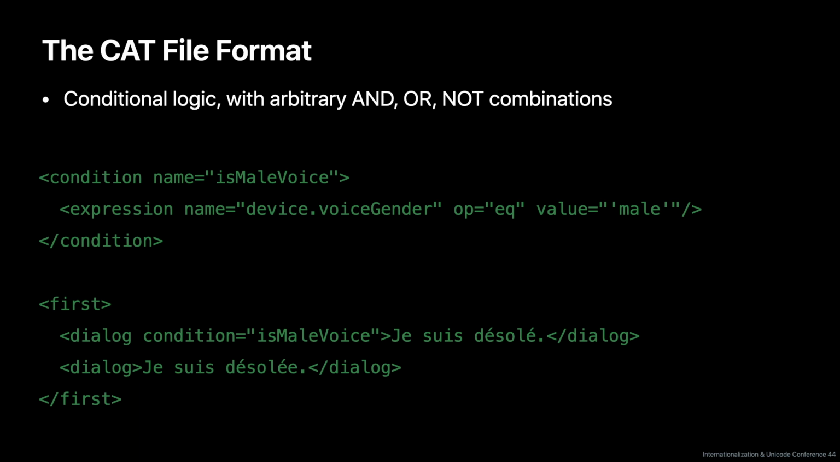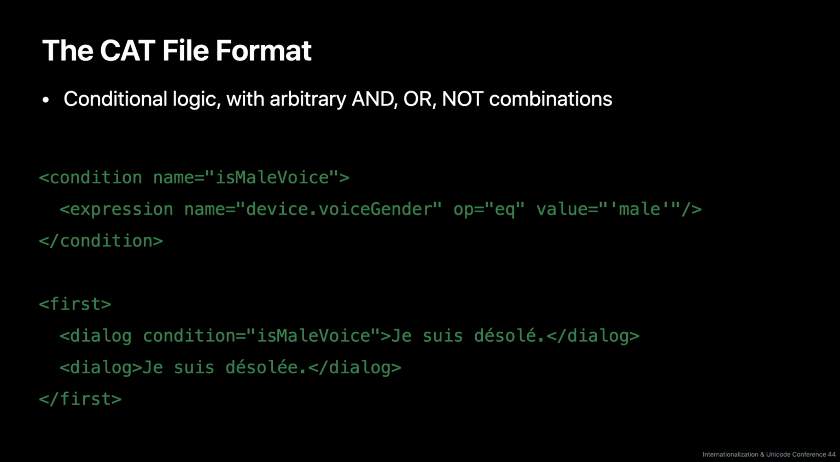We can then use this named condition on individual lines of dialogue to indicate that that line should only be selected if that condition evaluates to true. This can be used in conjunction with the first element, which will iterate through each line of dialogue sequentially from the first one through to the last one, and it will select the first line where the condition evaluates to true. This is essentially equivalent to an if-then-else structure in a programming language.